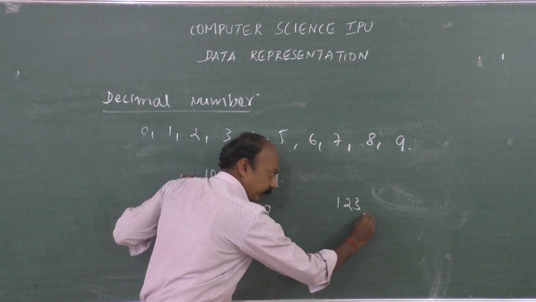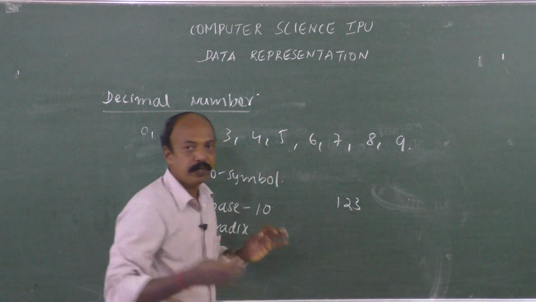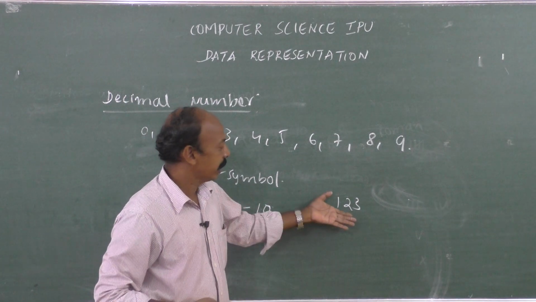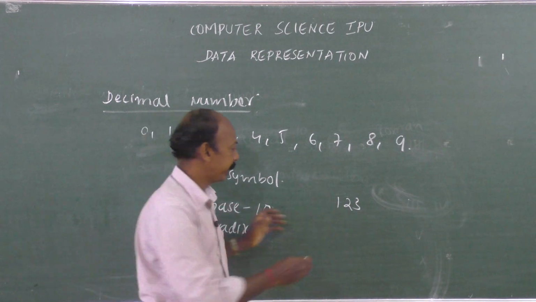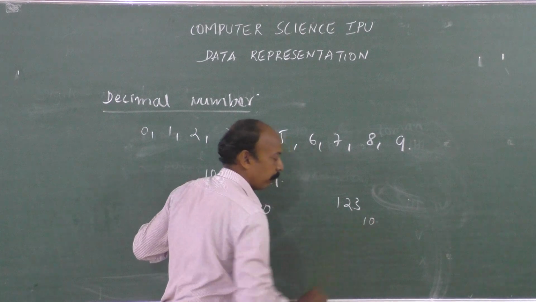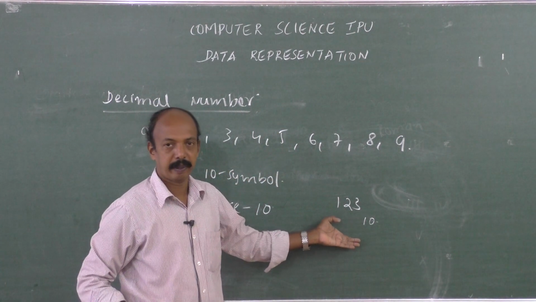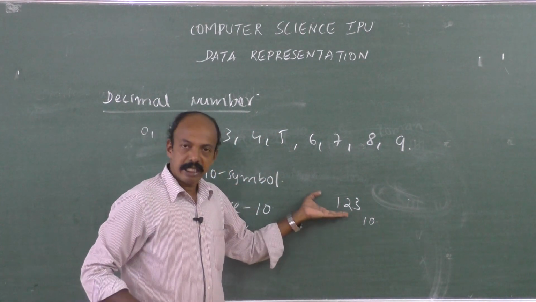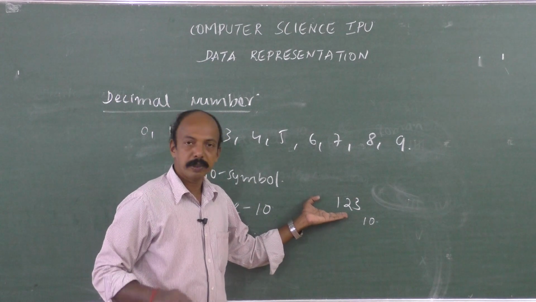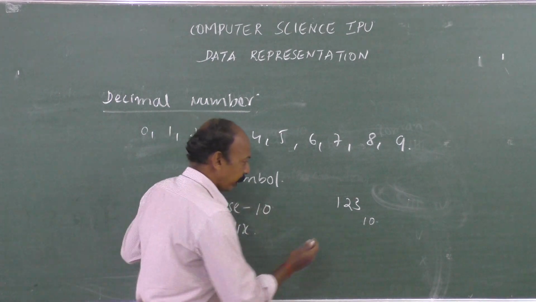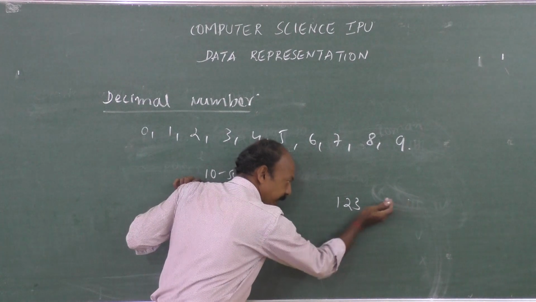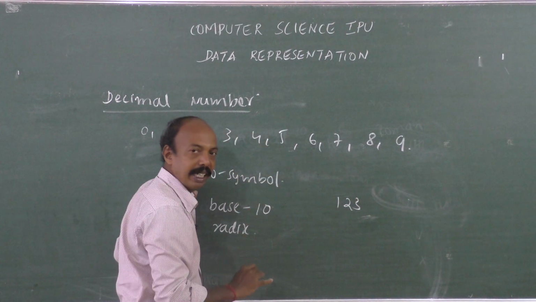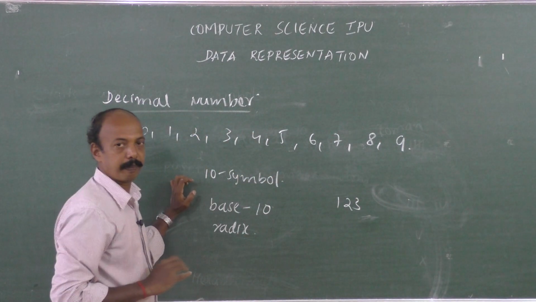When we compare the different number systems, in order to understand that this is a decimal number system, we need to write it as 10. But usually we won't write it, because this is the number system we use for every purpose. That's why, if the base is not written, it's understood that it is the decimal number system.